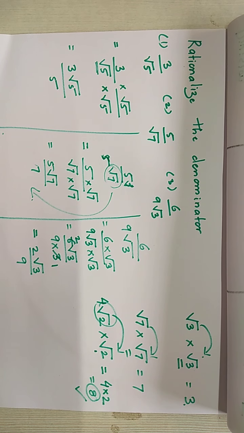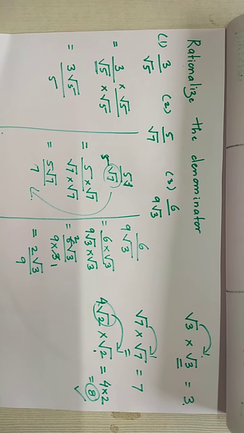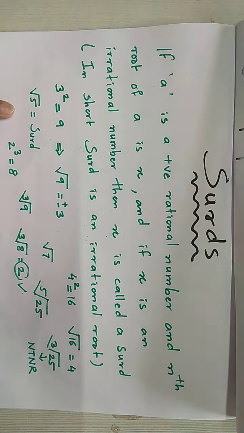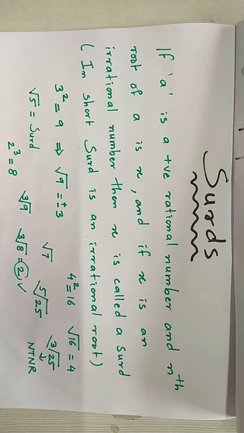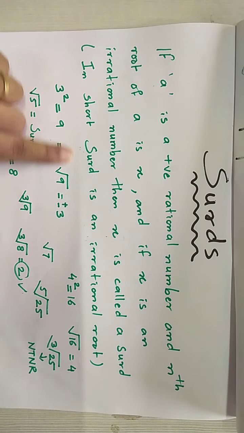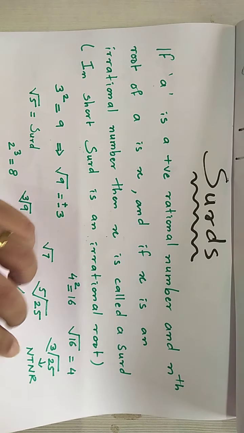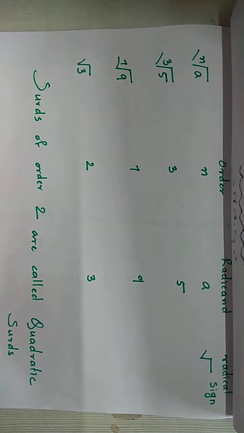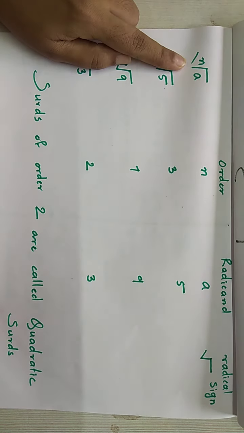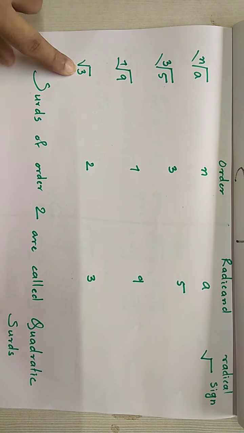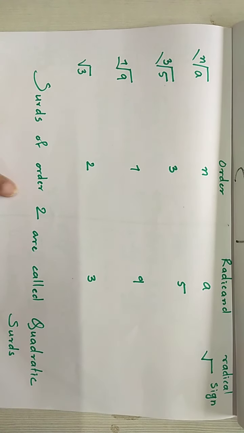This is how we rationalize the denominators. Okay. Now a quick revision of today's lecture. In today's lecture we saw what surds are. Remember children, numbers whose roots, whose cube roots cannot be calculated, such numbers are called surds. Surds are those which are irrational roots. After that we learned what order is and what radicand is, and how to find order and radicand. The surds of order 2 are called quadratic surds. In this lesson we'll be learning only quadratic surds.